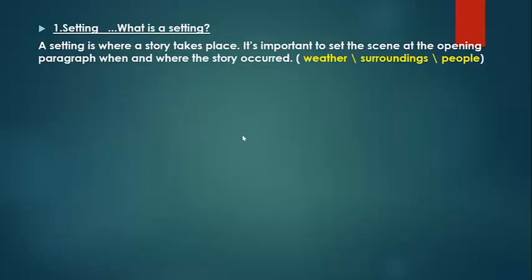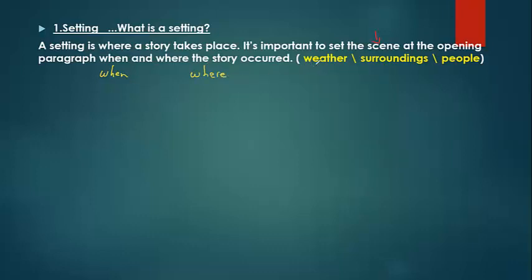Settings. What's setting? A setting is where a story takes place. It's important to set the scene at the opening paragraph, when and where the story commences. The story occurred. Occurred means happened. So it's very important to tell the reader where your story happened and when. So the setting, simply, is two things: when your story happened and where your story happened.